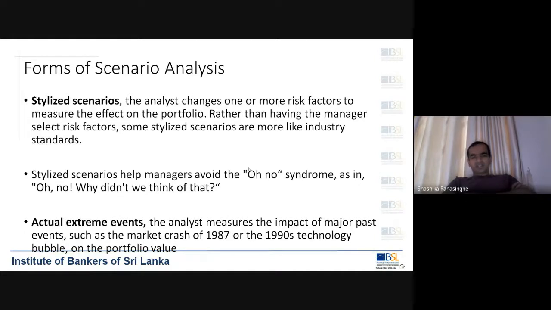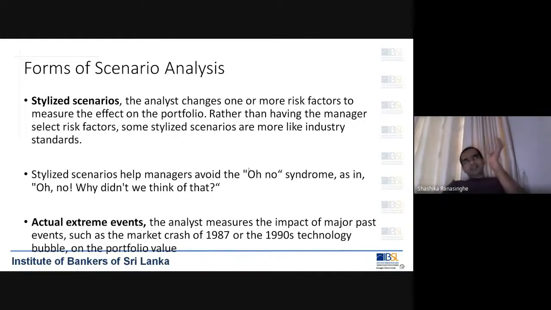Actual extreme events. The analyst measures the impact of major past events, such as market crashes in 1987 and the 1990s technology bubble on the portfolio. And so you assume that a crisis that happened some time back is now happening again. So how would your organization react?